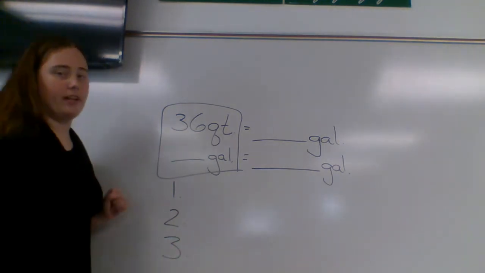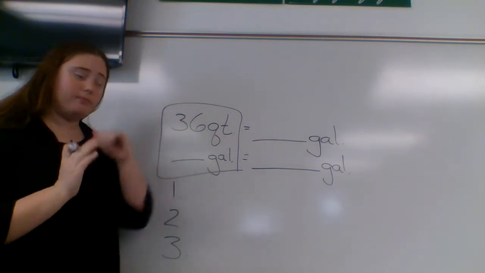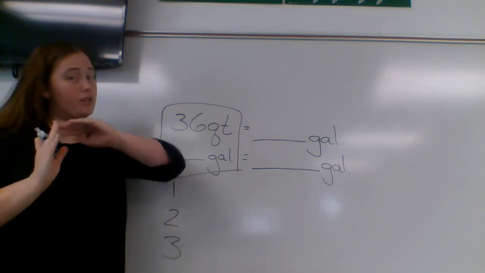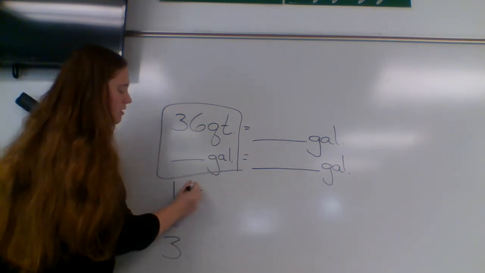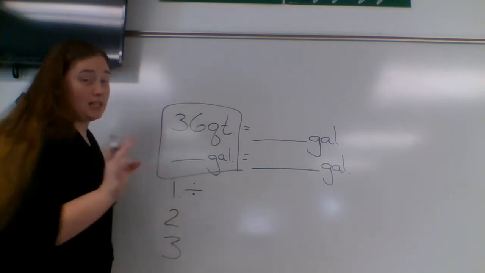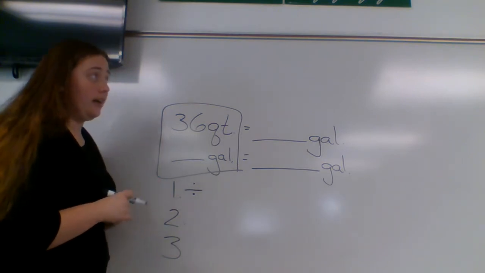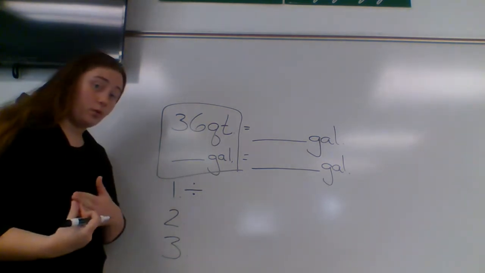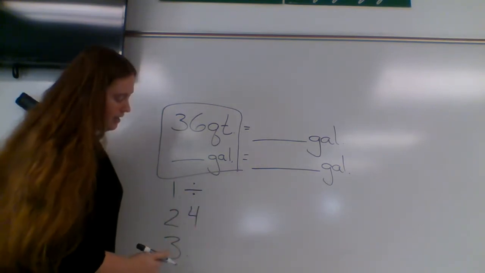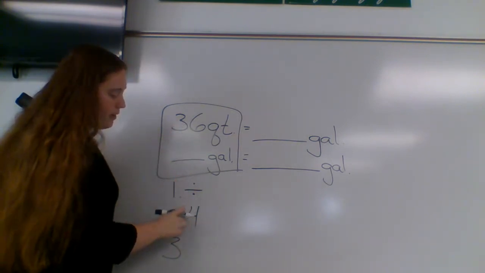I have step 1 right here, larger to smaller, or smaller to larger. And I'm going quarts to gallons, that's smaller to larger, so I'm going to divide. Step 2, my special number, how many quarts are in a gallon? Well, I have 4 quarts in a gallon, so my special number is 4. And step 3, I have this number right here, and I'm going to divide it by 4.